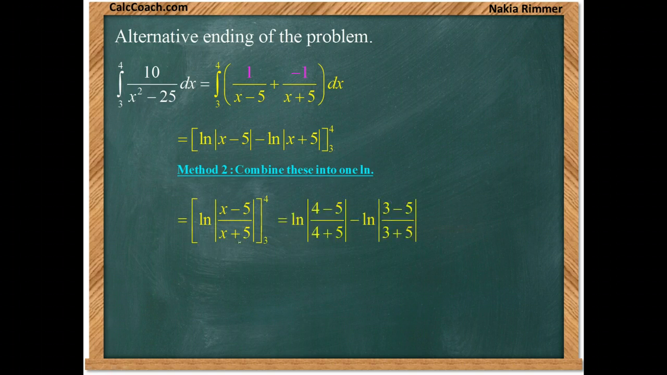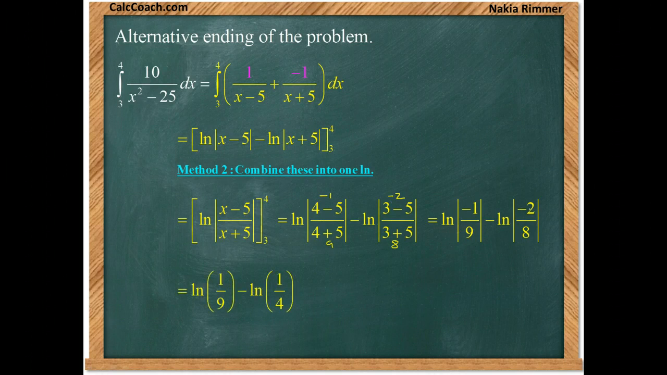So 4 minus 5 and 4 plus 5. 3 minus 5 and 3 plus 5. And what we get, numerator here is a negative 1, denominator here is a 9, numerator here is a negative 2, denominator here is an 8. So we get negative 1/9 and negative 2/8. Inside absolute values, that's the log of 1/9. And we'll go ahead and reduce this guy and call it the log of 1/4.